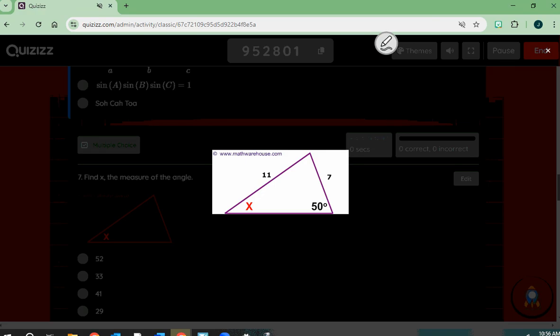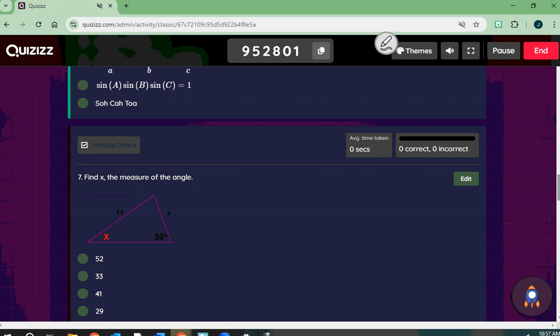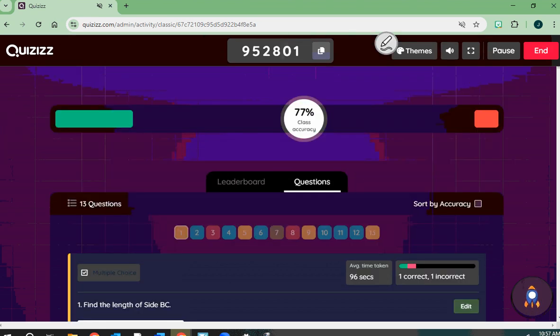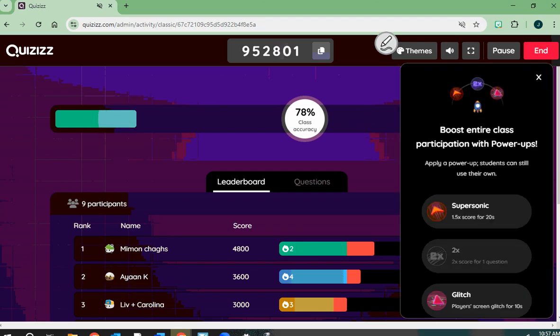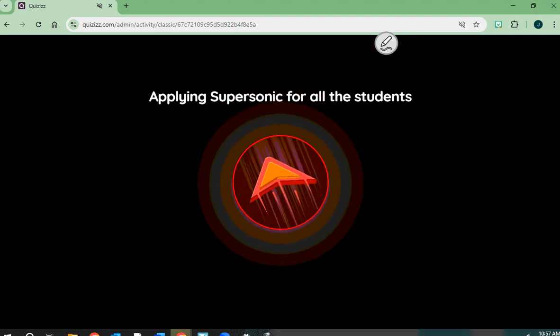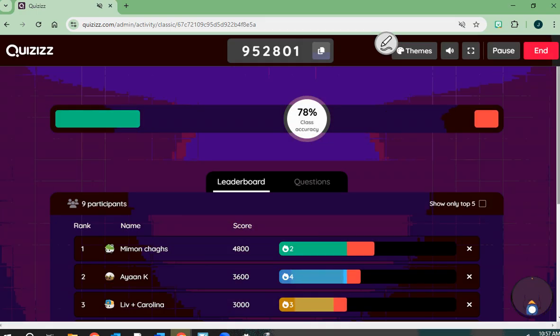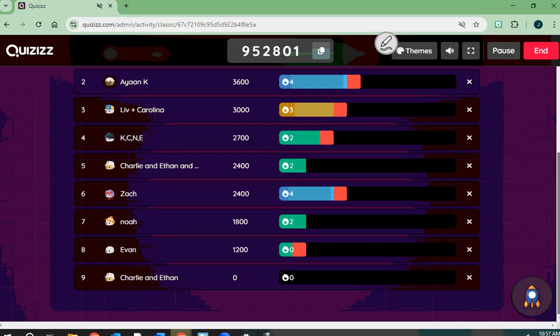Yeah, wait. It's sine. Sine x over 7. Okay, so this would be... we're just cutting it off. x equals 7 sine. And then we slide by. I think it is 7 sine.